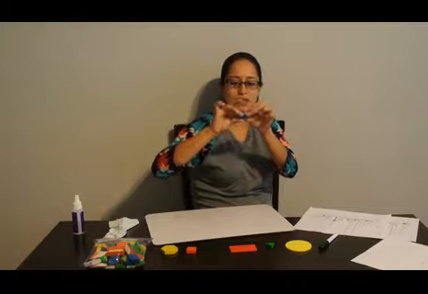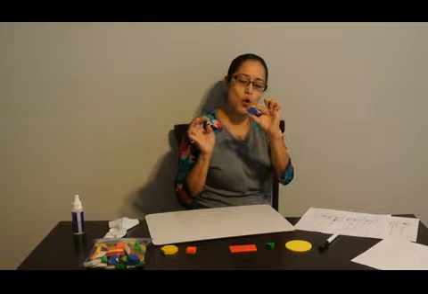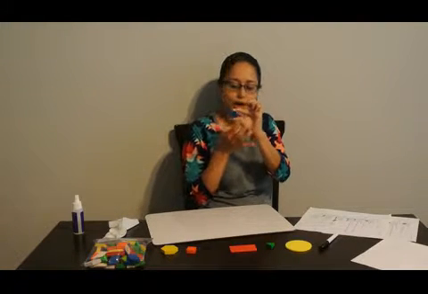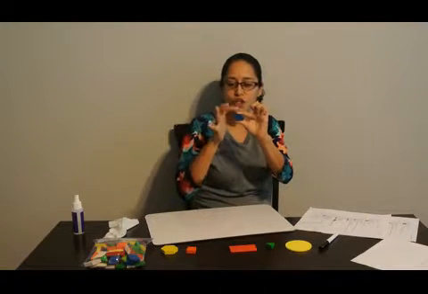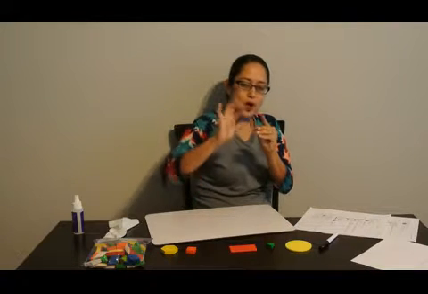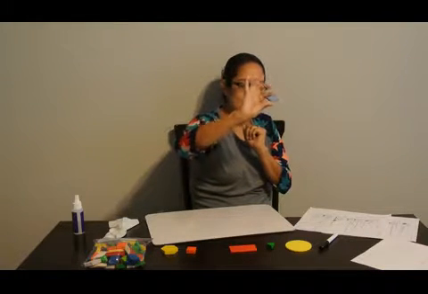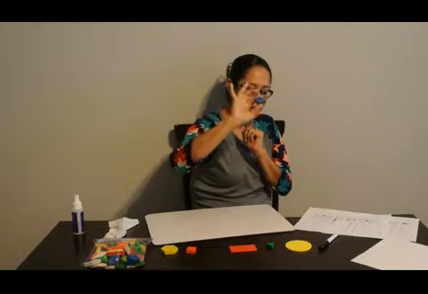Okay, here we have a 2D figure of a rhombus. A rhombus has 4 straight outer sides. 1, 2, 3, 4. It also has 4 vertices, 4 corners. 1, 2, 3, 4. So one thing that I want you to notice in a rhombus is that all the sides are equal in length.